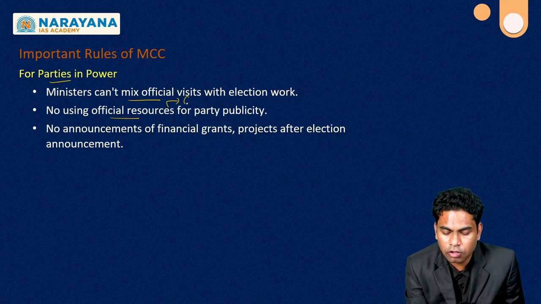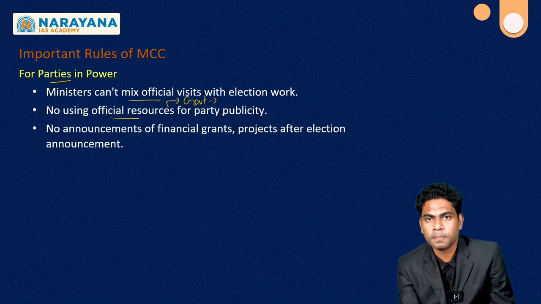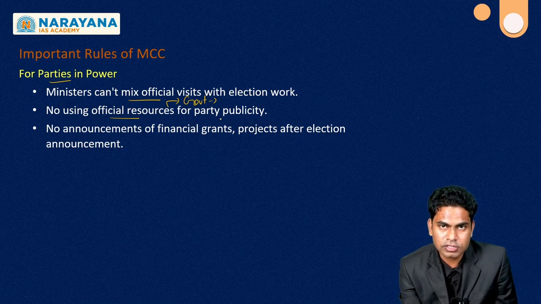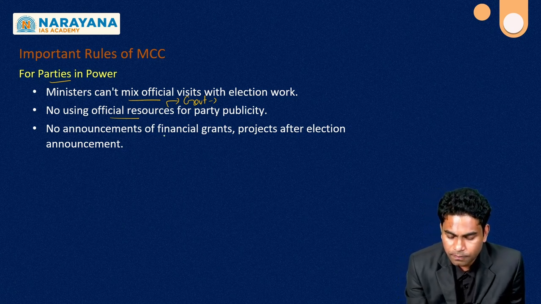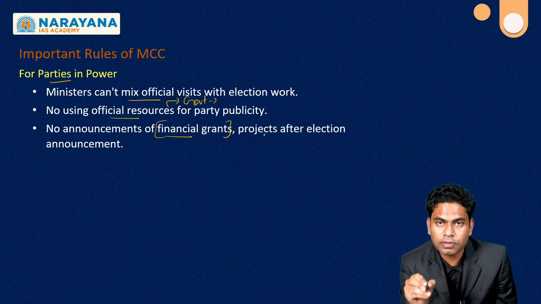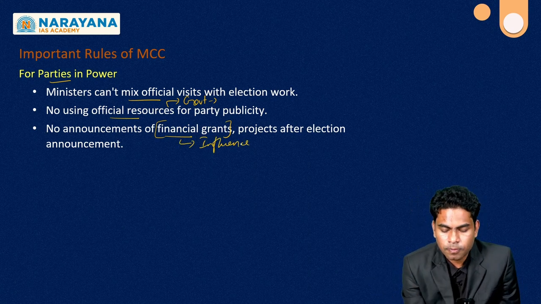Why? Because the government in power obviously will have an advantage, and misuse of public resources for election purposes is not a correct practice. It is nothing but a conflict of interest. And using it for electoral politics is itself a violation of the Model Code of Conduct. And you should not announce financial grants during the period of implementation of the Model Code of Conduct.